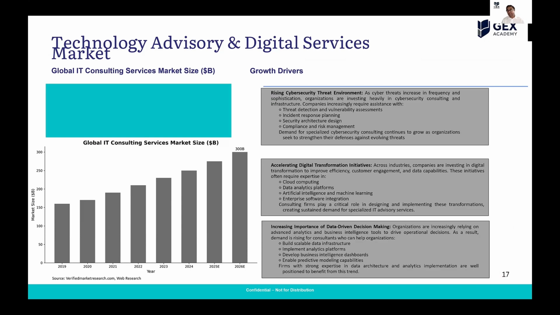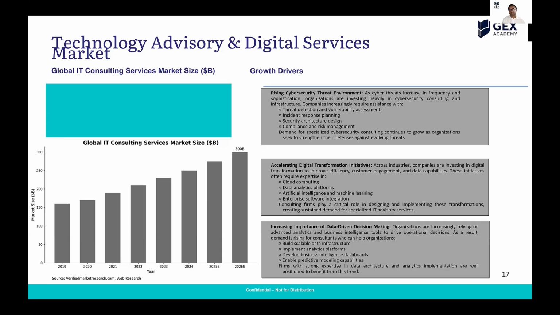One of the things PE investors spend a significant amount of time evaluating is industry attractiveness. Even if you have a well-managed company, it can struggle if it operates in a declining market, right? Conversely, a company operating in a growing industry may benefit from powerful tailwinds that support long-term expansion. This highlights several of the major trends driving growth across the technology advisory and digital services market.